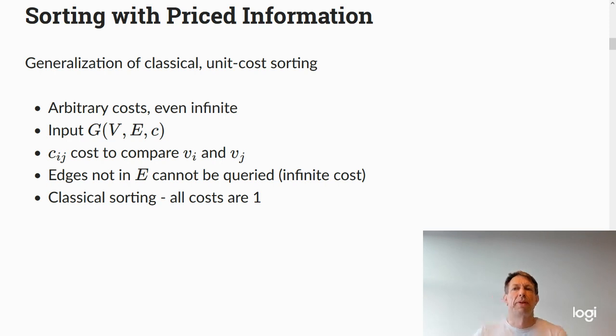The problem we are addressing is in the framework of sorting with priced information. This is a generalization of classical unit cost sorting, where the input consists of an undirected graph, where each edge has some cost attached to it. And the cost is the cost to compare the endpoints, the vertices Vi and Vj. If the edge is not present, then the two points cannot be queried, which we can also think of as infinite cost. Classical sorting is the special case where G is the complete graph and all the costs are 1.